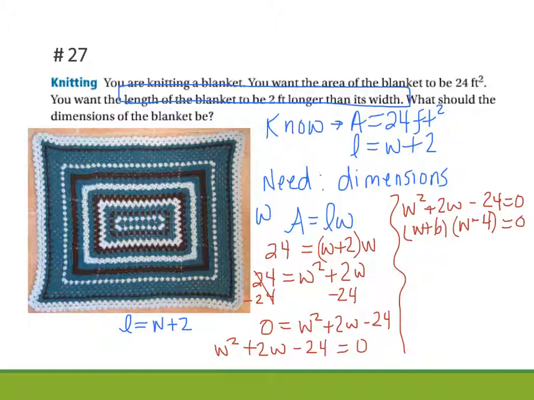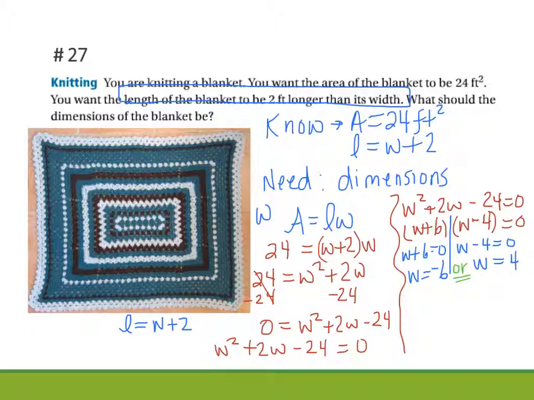Now again, whenever you're working with factors, the zero product property says that if the two factors multiply to give you 0, then at least one of the two factors needs to be 0. So either W plus 6 equals 0 or W minus 4 is equal to 0. If W plus 6 equals 0, then W equals negative 6. If W minus 4 equals 0, that means that W equals positive 4. And remember, this is an or situation. One of these two things would happen. Okay, so either W equals negative 6 or W equals 4.